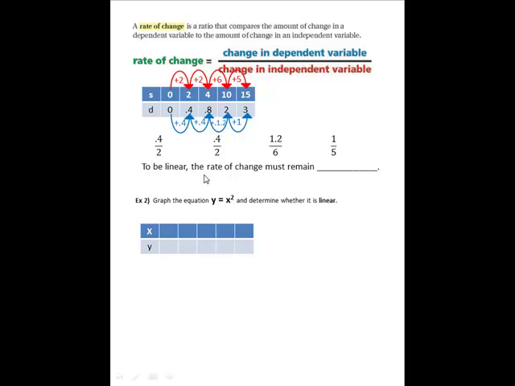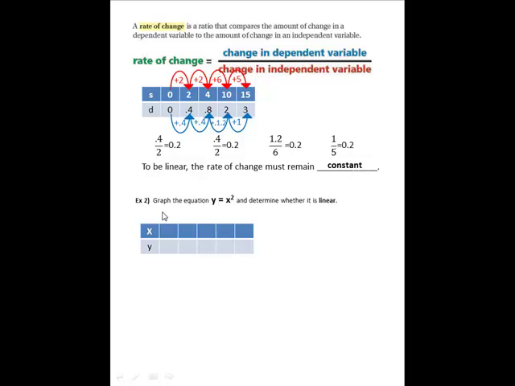Now in order to be linear, the rate of change must remain, and the key word there is constant. You might look at those ratios and say, well, constant, this doesn't look like it stayed the same. But if we divide the 0.4 by 2, we'll get 0.2. We'd get the same thing here. And if we divide 1.2 by 6, we do get the same thing here. And if we divide 1 by 5, we get the same thing there. So the rate of change there is really 2/10 for all 4 of those points. So there is a constant rate of change.